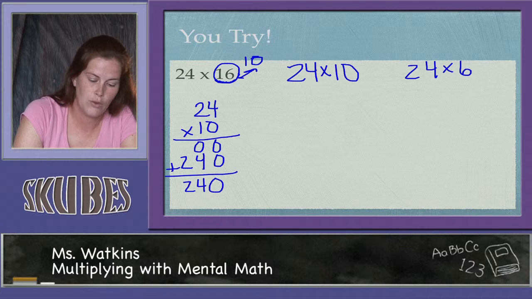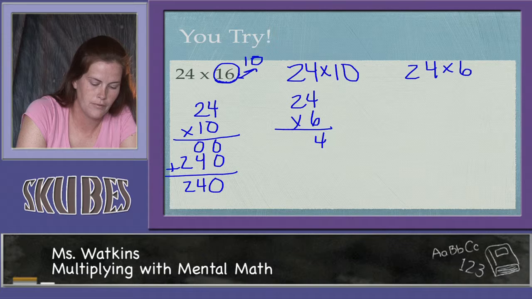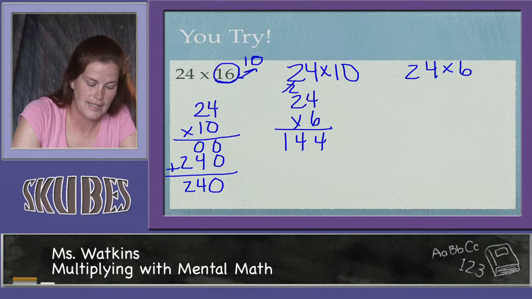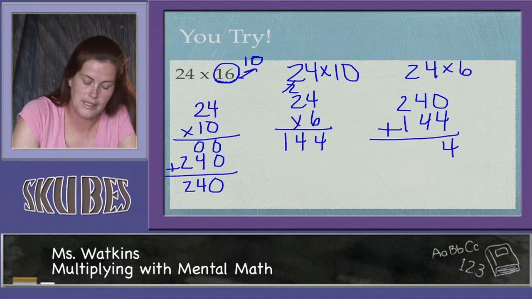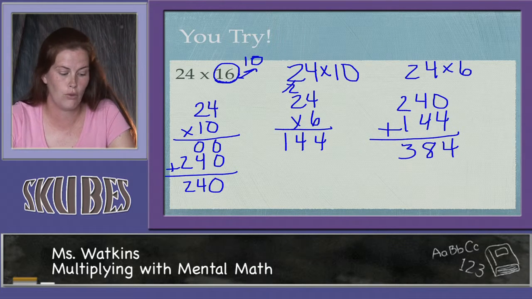And then we have 24 times 6. 6 times 4 equals 24. Carry your 2. 6 times 2 equals 12, plus the 2 you carried equals 14. So I need to add those two products together. 240 plus 144. That equals 4 plus 0 equals 4. 4 plus 4 equals 8. And 1 plus 2 equals 3. So our product is 384.